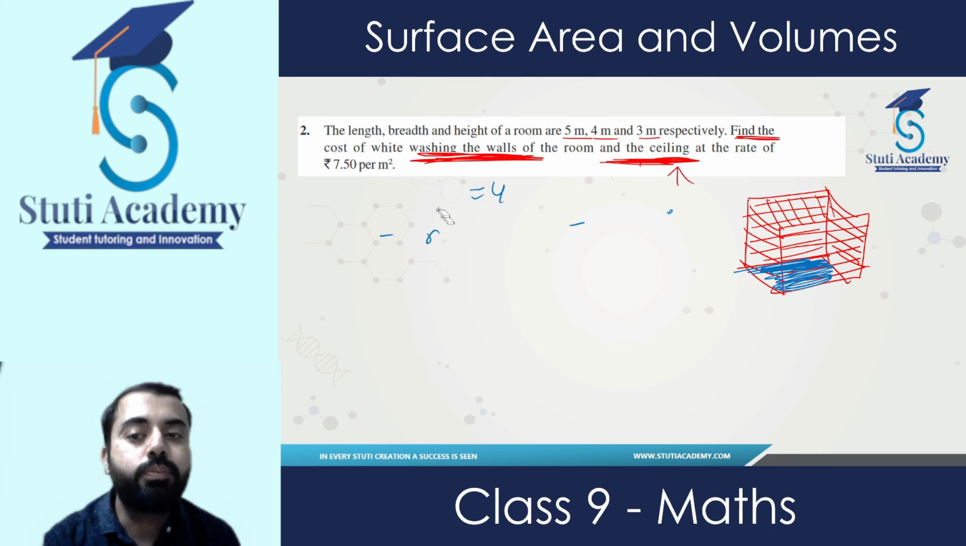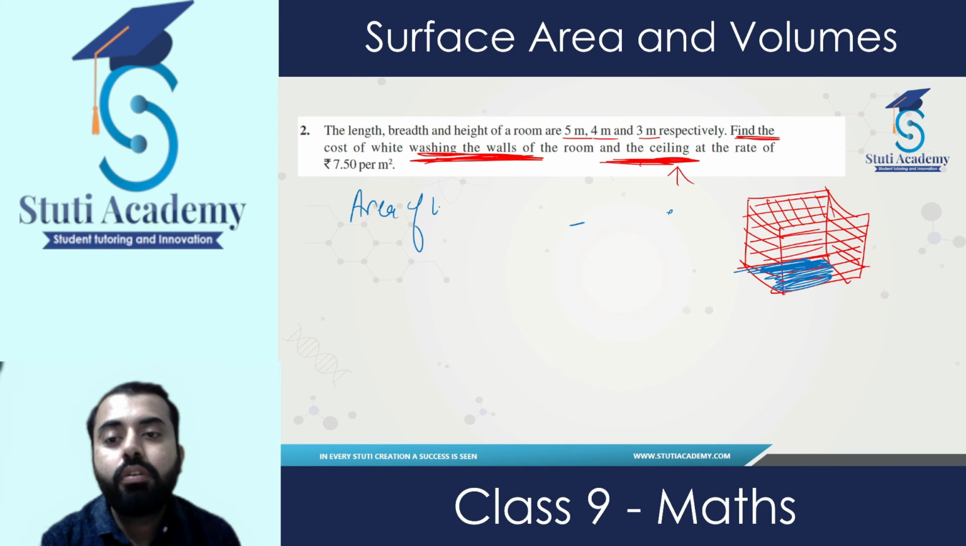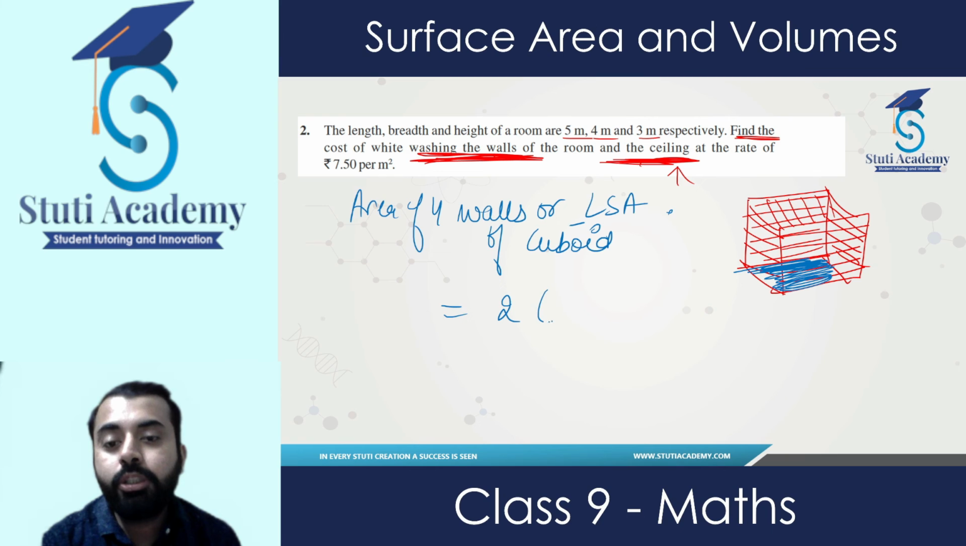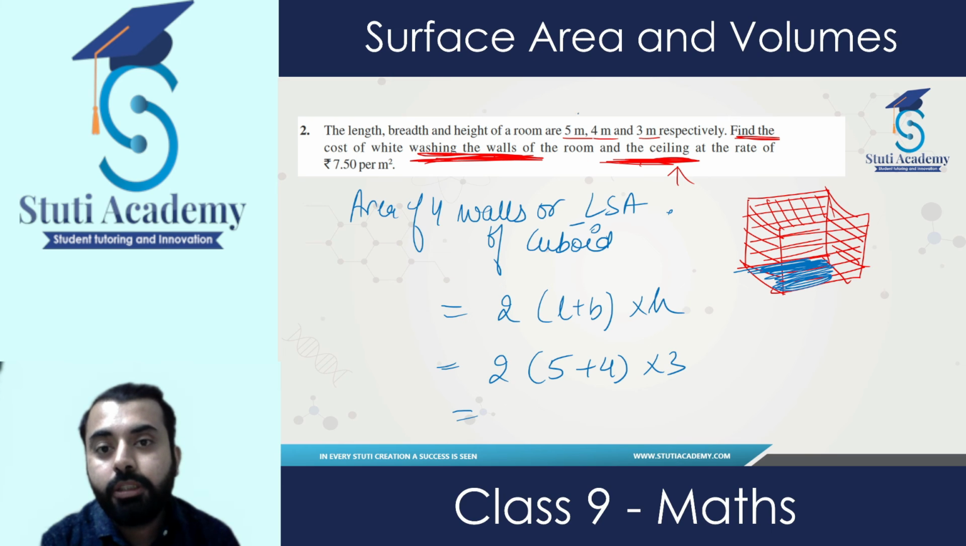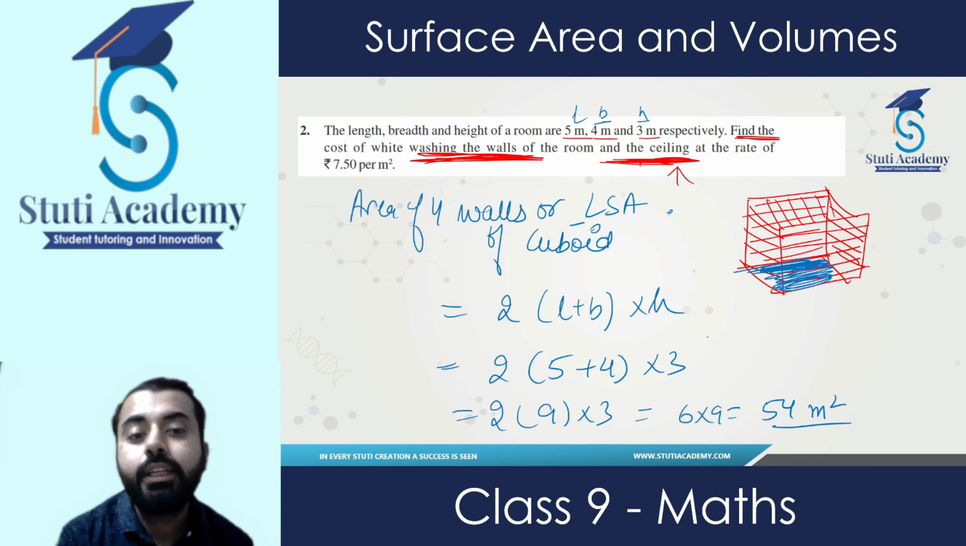Now, for this, I know area of four walls or LSA is 2 into L plus B times height, the perimeter of the rectangle times height. Length is 5, breadth is 4. Always remember this, the longest side is your length, second longest is your breadth, and the shortest one is the height. So 2 into 9, that means 18 into 3. You get 54 meter square. That is the area of four walls.